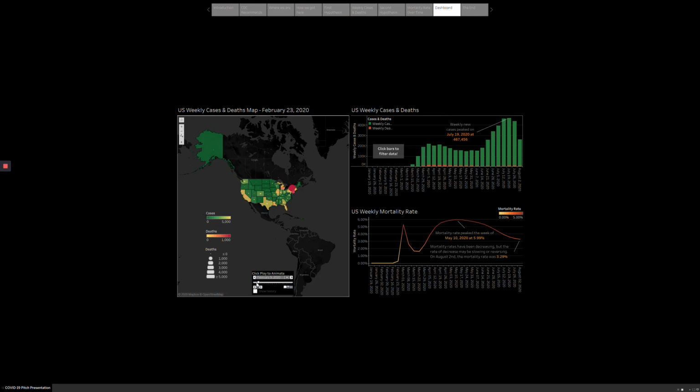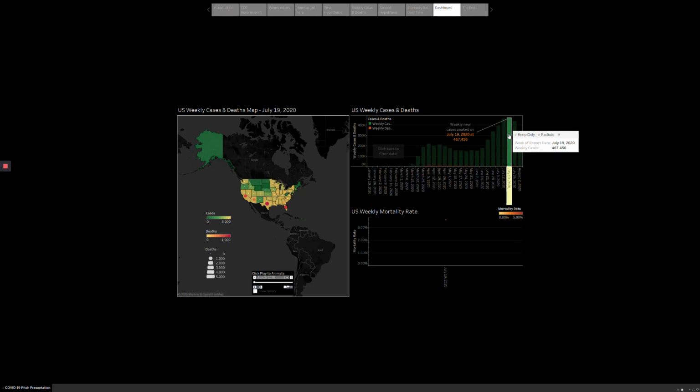Here I've made a dashboard to illustrate my findings. We can animate the map to display how the pandemic has evolved over time in the United States. Alternatively, we can click on any of the weekly bar graphs to see the data for that week in the other visualizations. For example, when I click on the bar for July 19th, we can see what the state of infections were on the map across the United States and quickly see that the mortality rate was 3.59%.